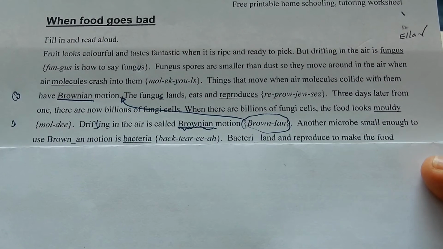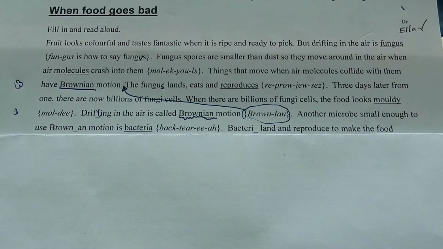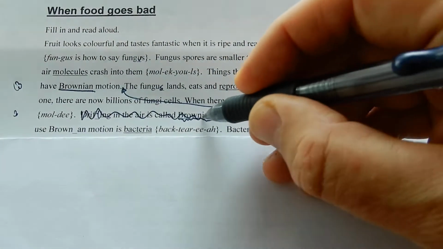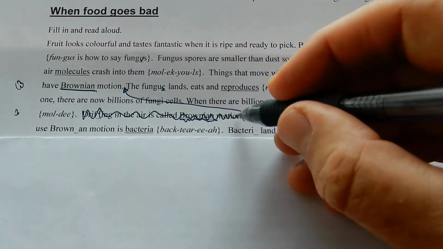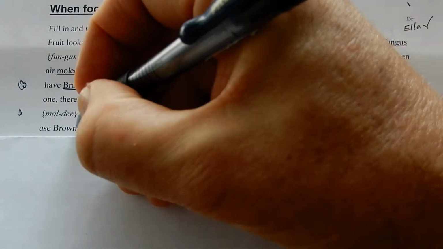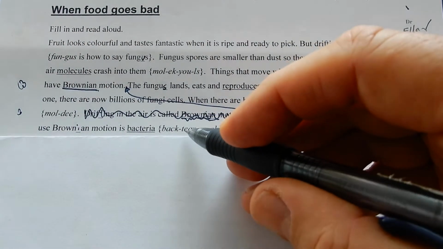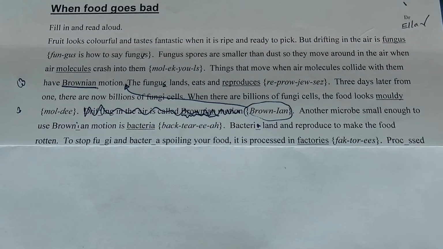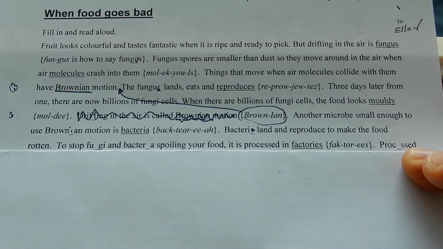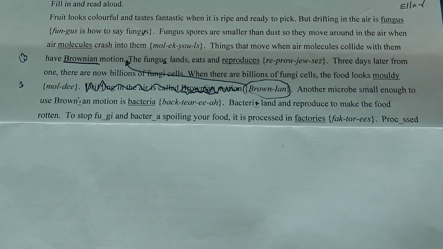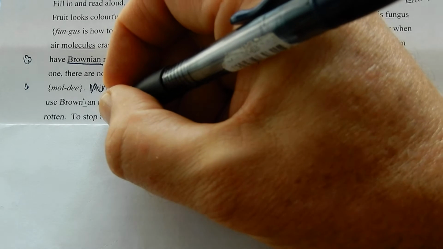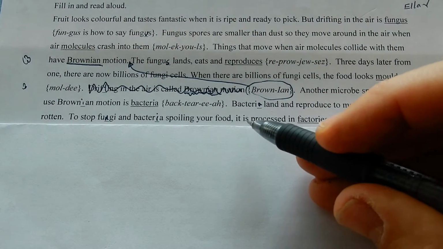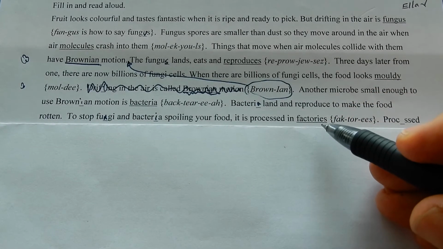Another microbe, small enough to use Brownian motion, is bacteria. Bacteria land and reproduce to make the food rotten. To stop fungi and bacteria spoiling your food, it is processed in factories.